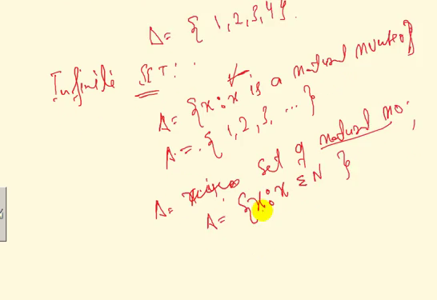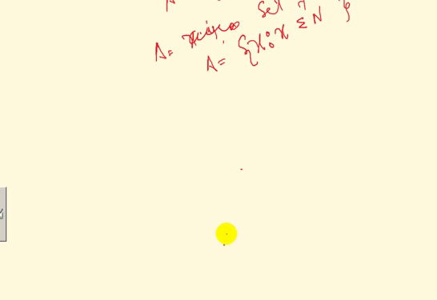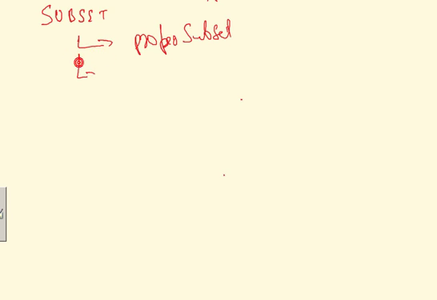Shouldn't we say the subset first? Subsets, yes, sir. After that, first subset. There are two kinds of subset: proper subset and improper subset. Right? Okay, proper subset, improper subset.